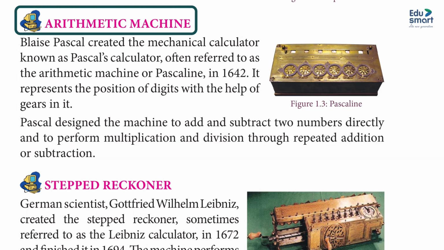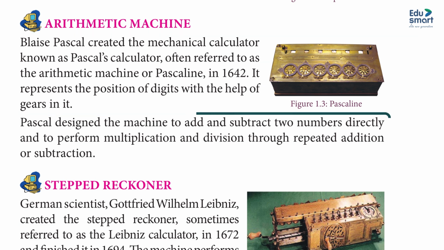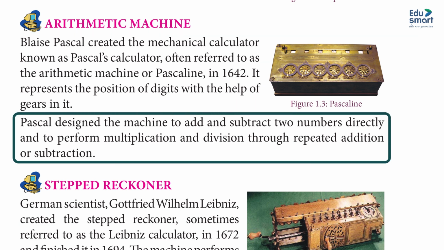Arithmetic machine. Blaise Pascal created the mechanical calculator known as Pascal's calculator, often referred to as the arithmetic machine or Pascaline. In 1642, it represents the position of digits with the help of gears. Pascal designed the machine to add and subtract two numbers directly and to perform multiplication and division through repeated addition or subtraction.